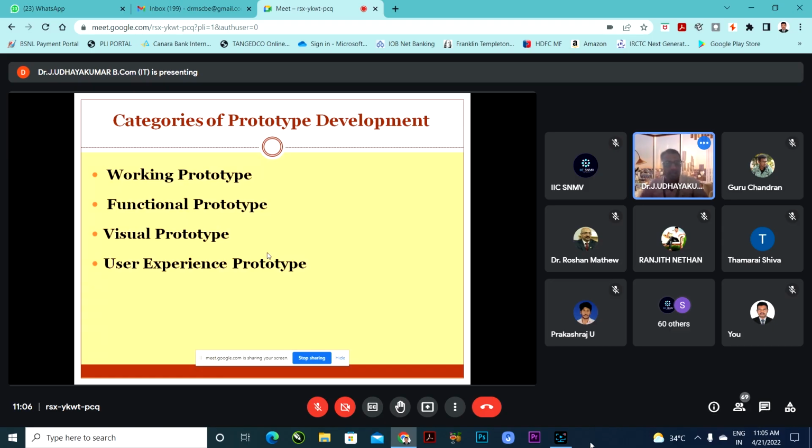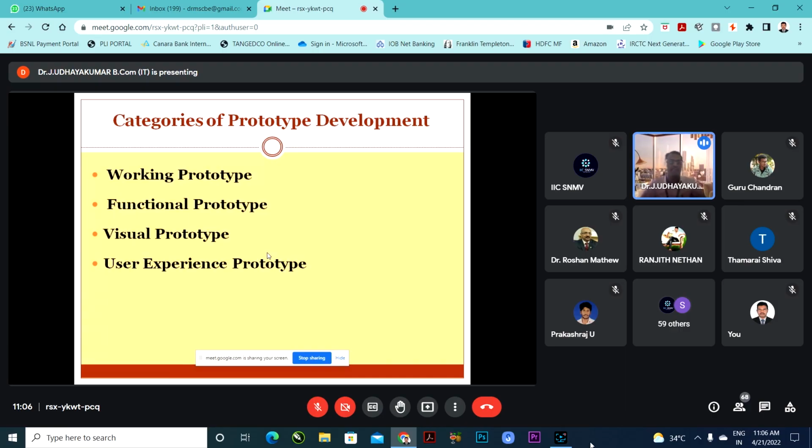And then the fourth one is the user experience prototype. The developers make the user experience prototype to showcase enough details that can help future research by the product manufacturer. Compared to the four prototypes, the visual prototype is the easiest, compared to the working, functional and user experience prototypes.